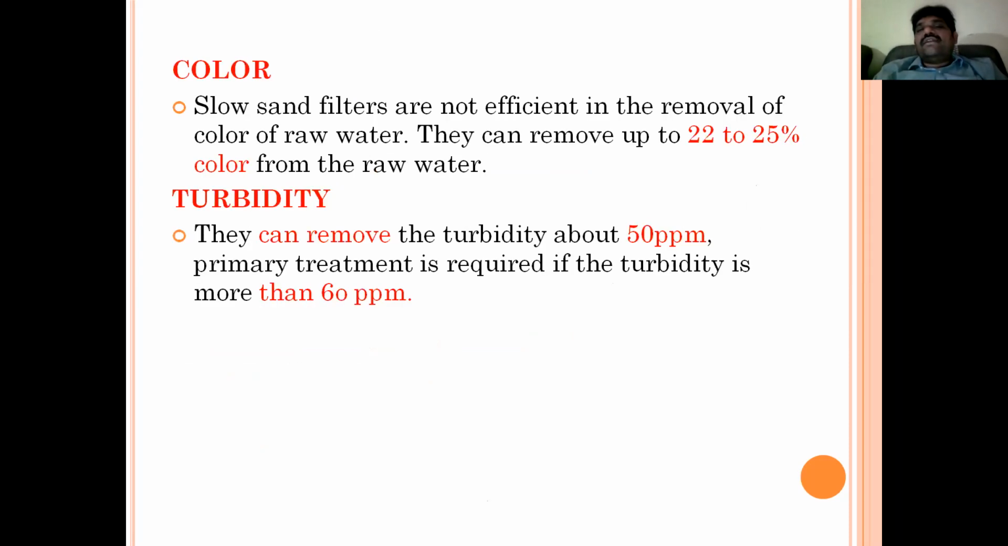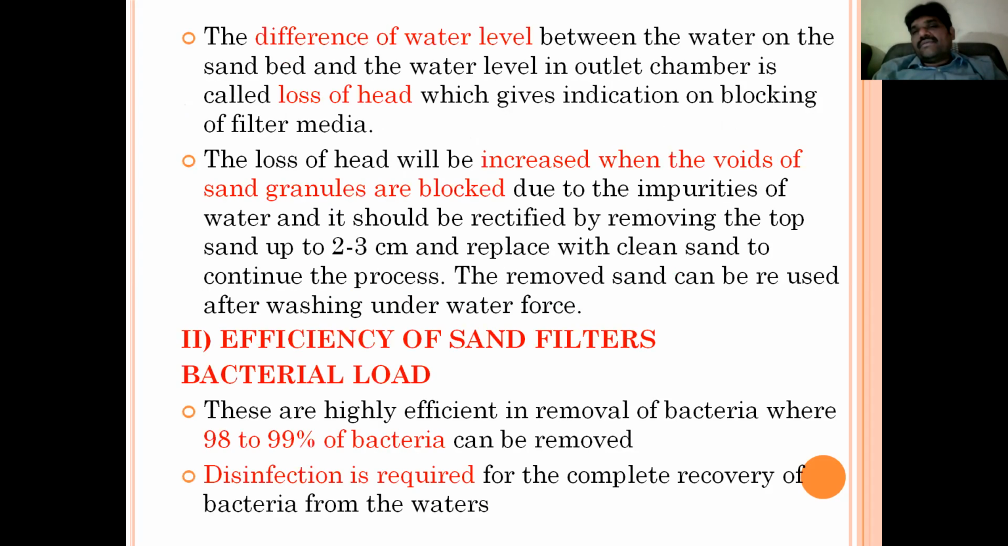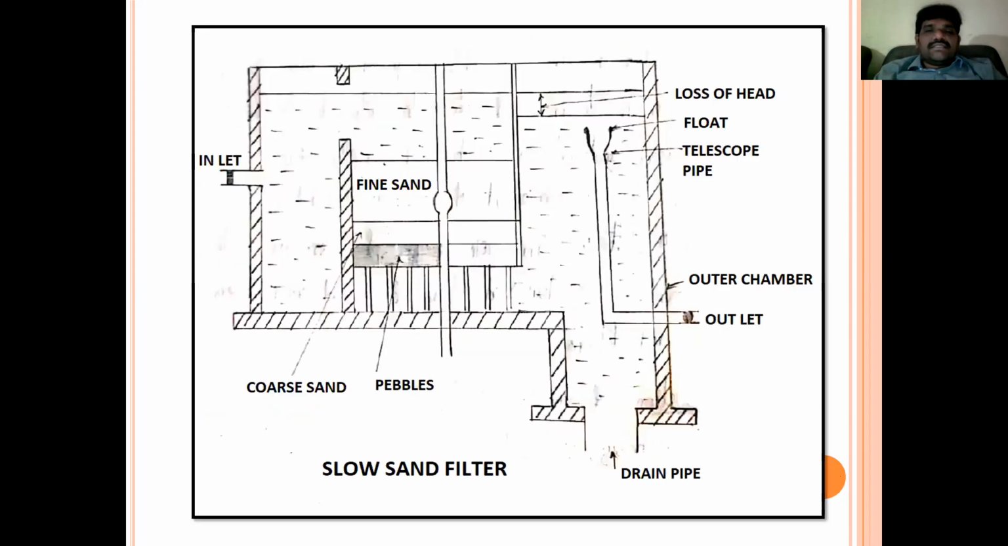Color. Slow sand filters are not efficient at removing color. Only 20 to 25% of color from the raw water can be removed by this method, and they are efficient only up to 50 ppm of turbidity. If the water turbidity is more than 50 ppm or more than 60 ppm, further treatment is required before the water is supplied to the public. Understand? See here, this is the diagrammatic view of slow sand filters. Understand?